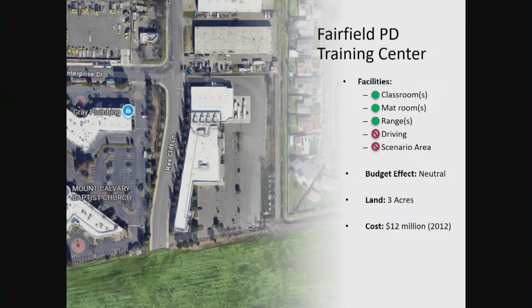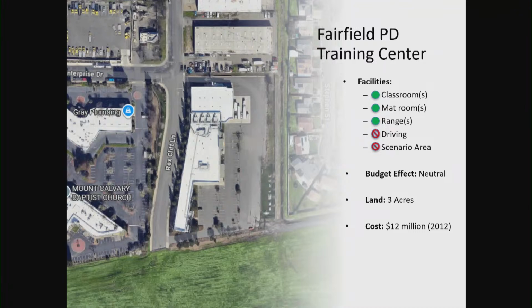They built this site on 3 acres for $12 million in 2012. It has a classroom, mat rooms, and a range. It does not have a scenario area, and it does not have a driving area. It's pretty, it gets the job done, but it's basically the minimum of what you're looking for. And they were able to do it on 3 acres.